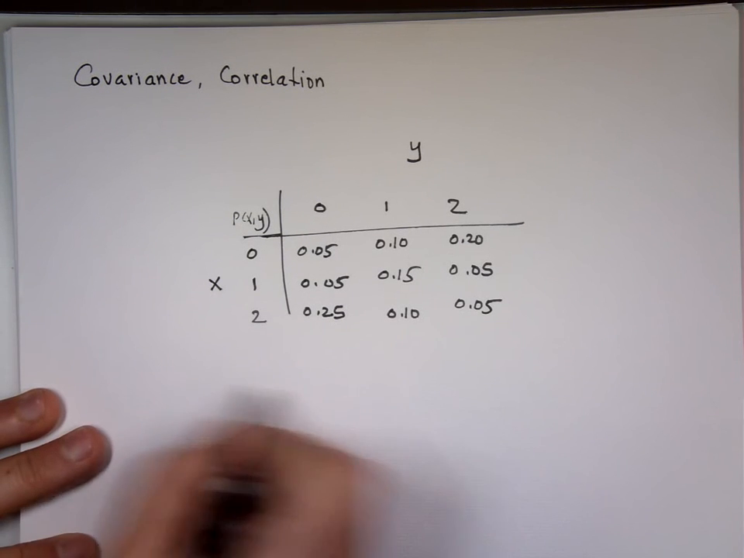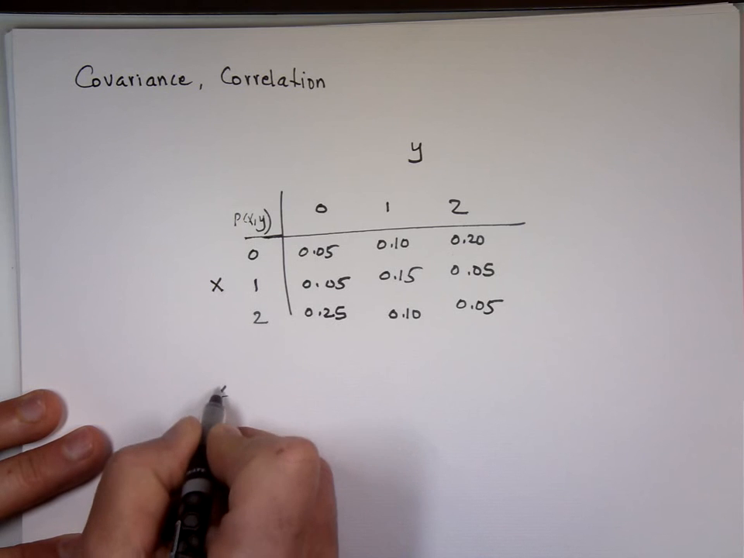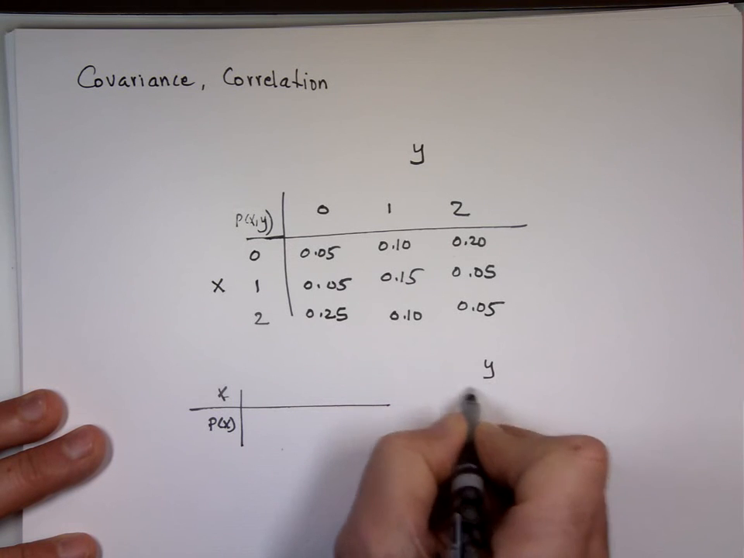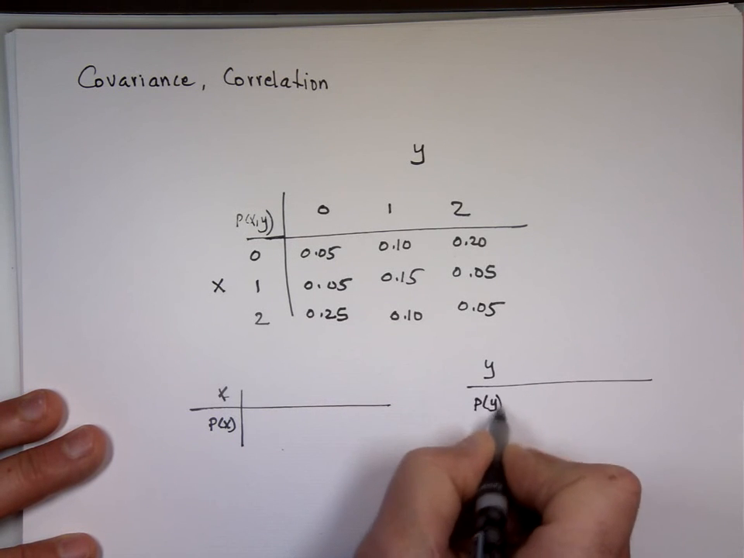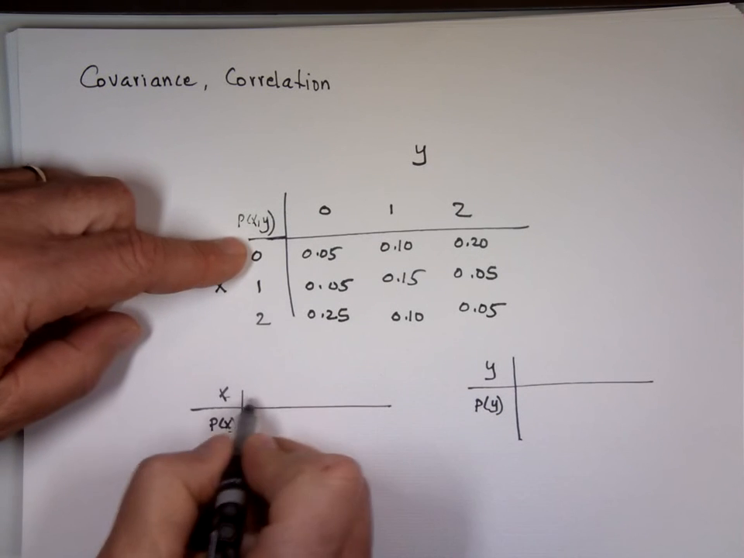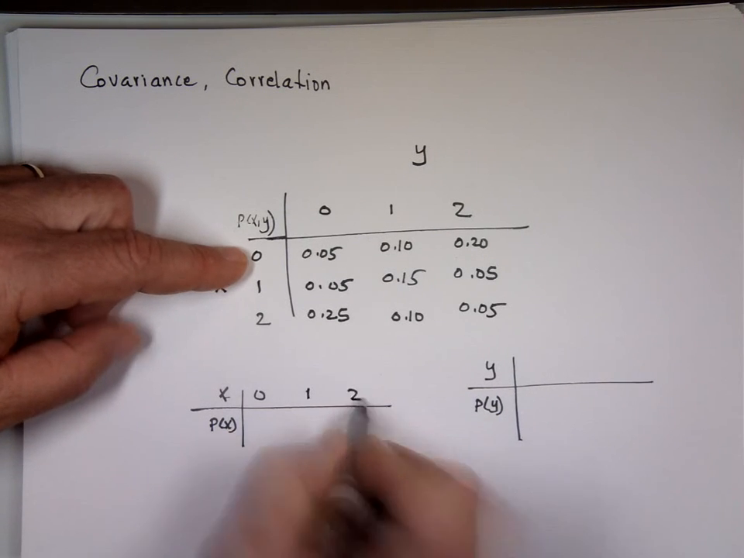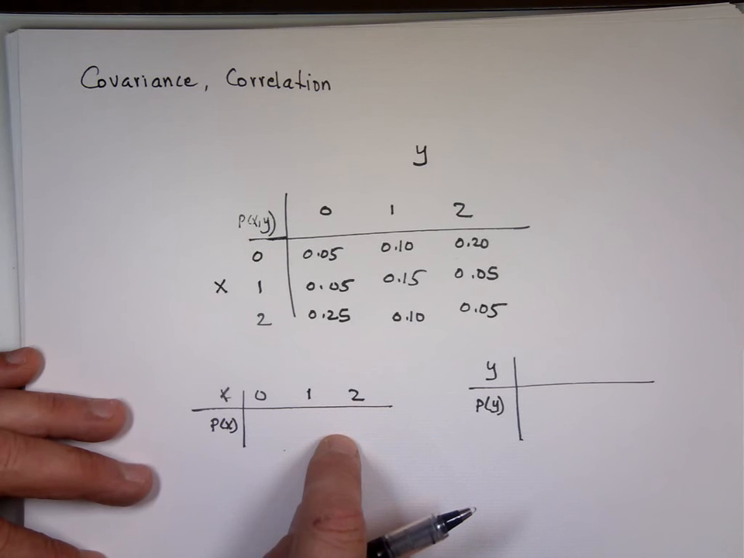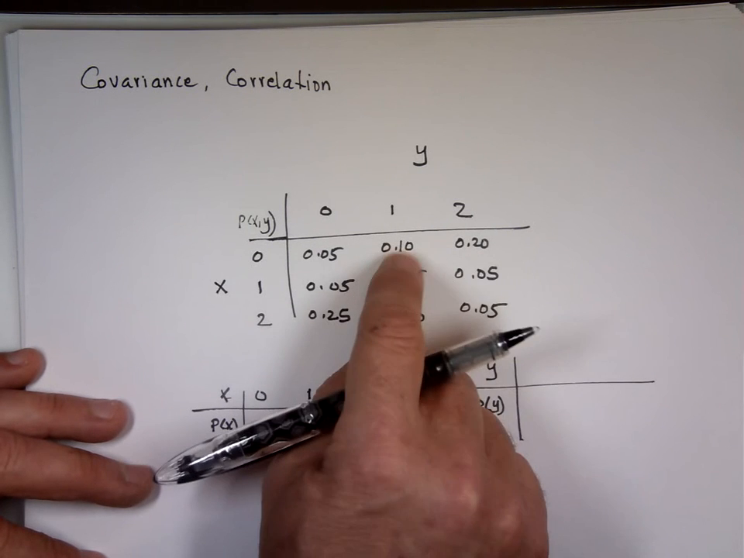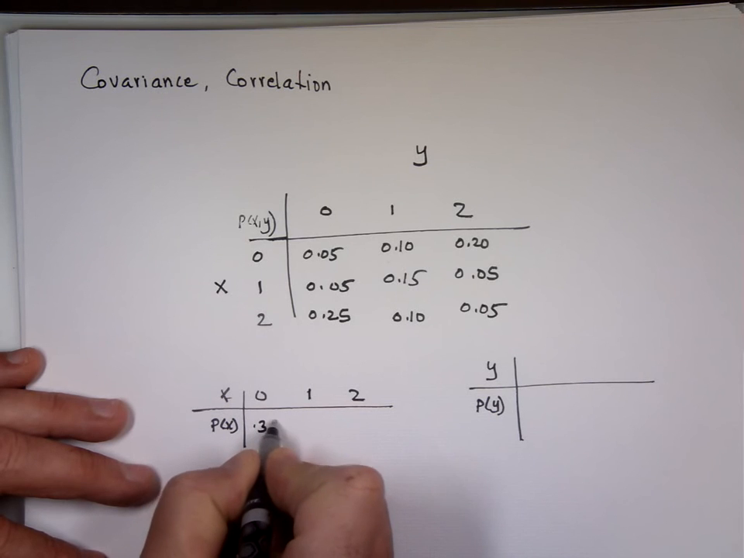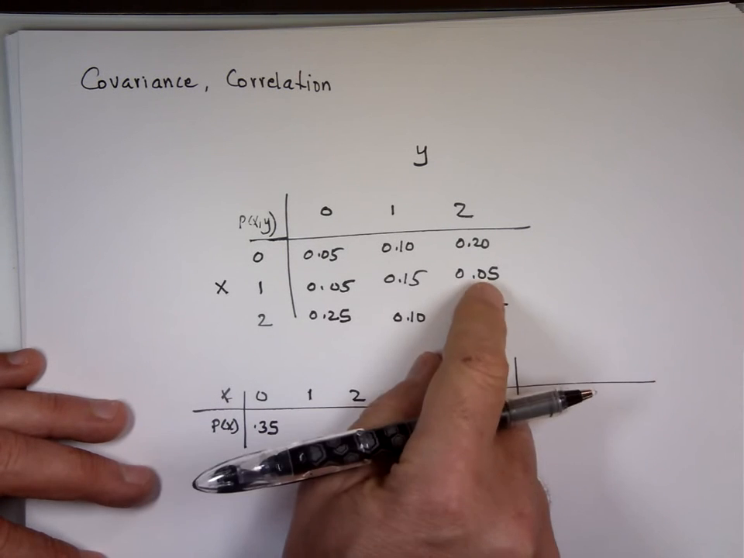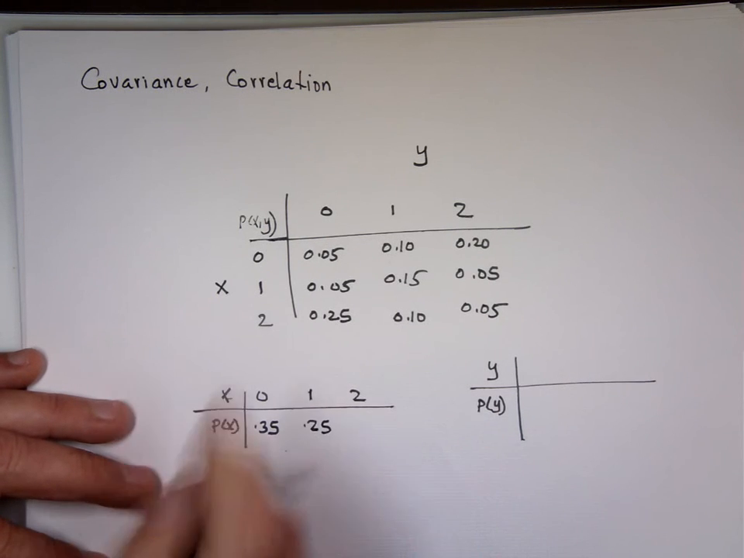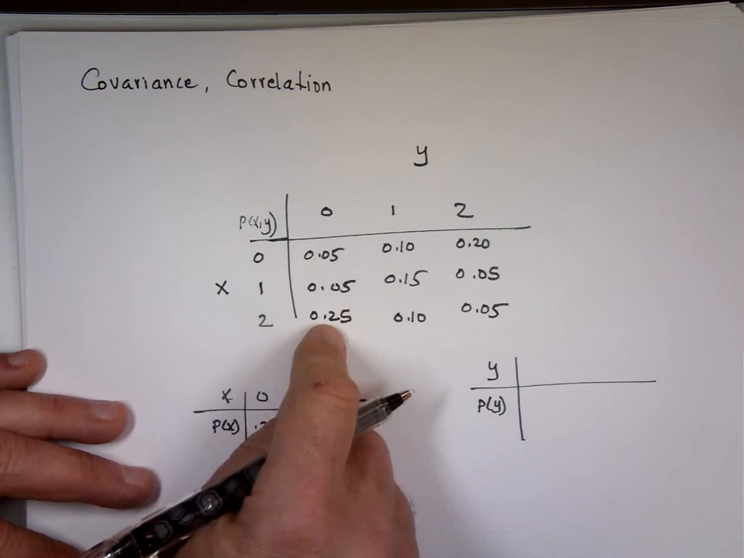We can find the marginal probability function, x and the probability of x, and y and the probability of y. Again, x can have values 0, 1, and 2. When x is 0, what's the probability? Notice we don't care about y. Let's add these numbers. That's 0.35. When x is 1, 0.05, 0.20, 0.25. When x is 2, 0.05, 0.15, and 0.25, is that 0.40?